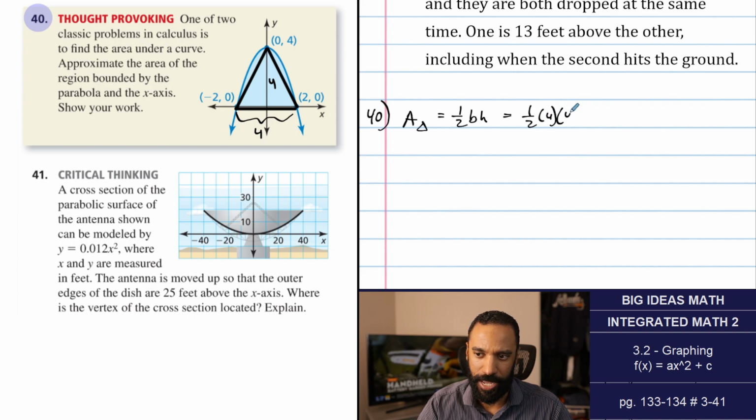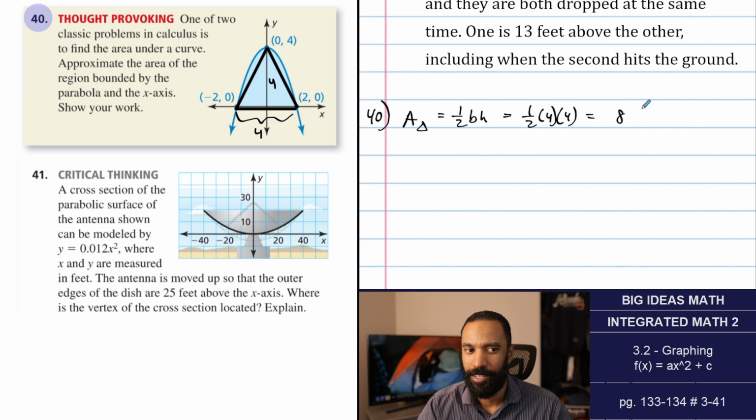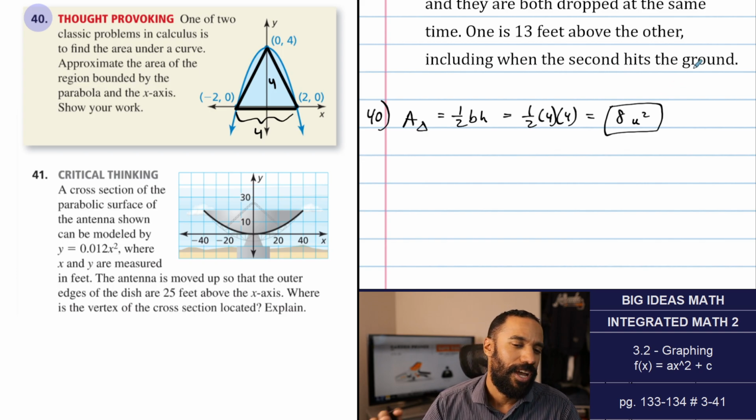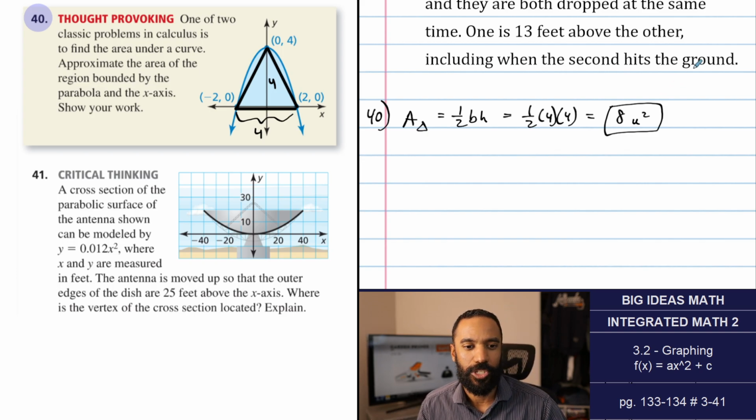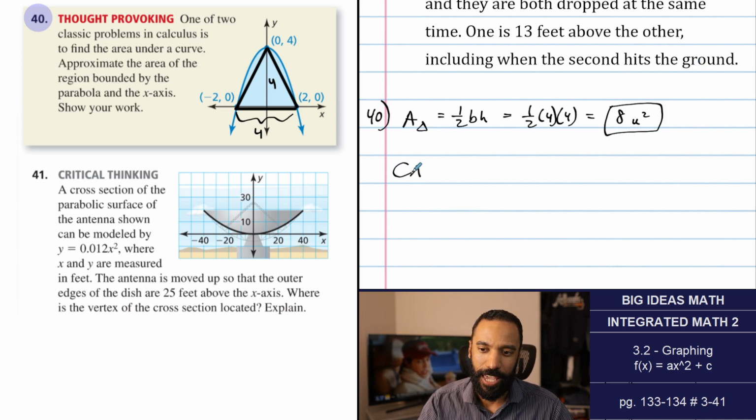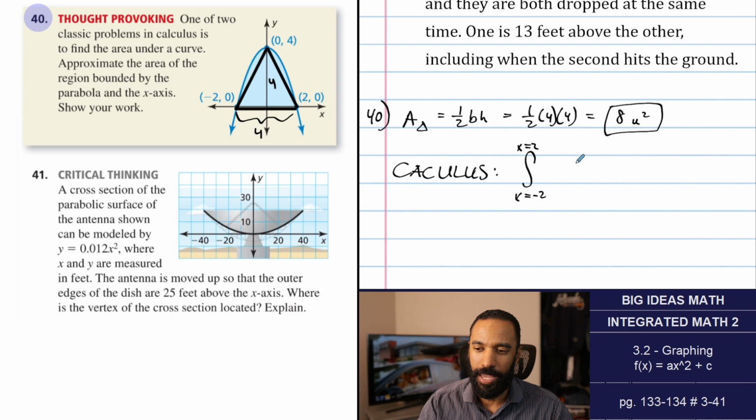So 1/2 times 4 times 4 is going to be 8 square feet. 8 square units. Okay, that's my answer. Now listen, it's going to be more than 8 square units in reality. If I were to use calculus on this, I would integrate from x equals -2 to x equals 2 of negative x squared plus 4.